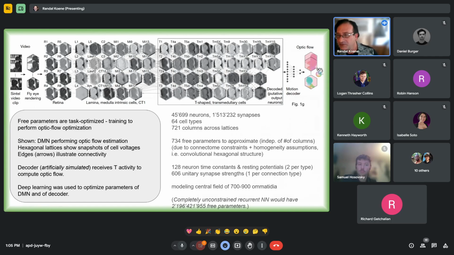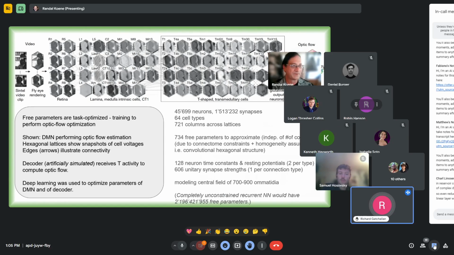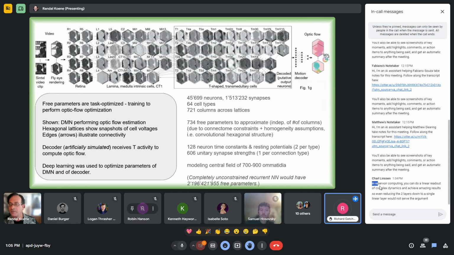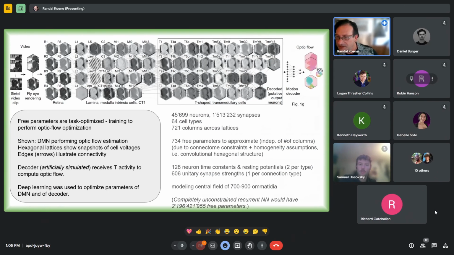Am I seeing some questions, hands pop up? Not sure. I thought I heard something, but now I don't see a hand. Richard, somebody just commented. Oh, I see, it's in chat. Yes, it's Charles. Charles is saying in reservoir computing, you can do a linear readout of complex dynamics and achieve amazing results. So even reducing the two layers down to a single linear layer would not serve the argument.